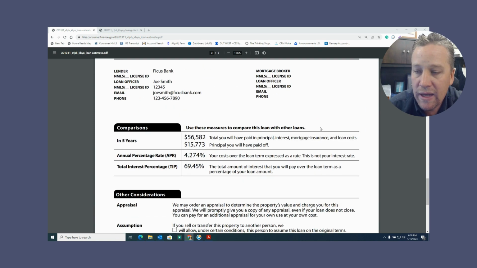Next section, it will have a couple little comparisons of how much you'll pay in interest over the first 5 years, what your annual percentage rate is. So again, this is not your interest rate. It even says right here, this is not your interest rate. It's not the note rate.